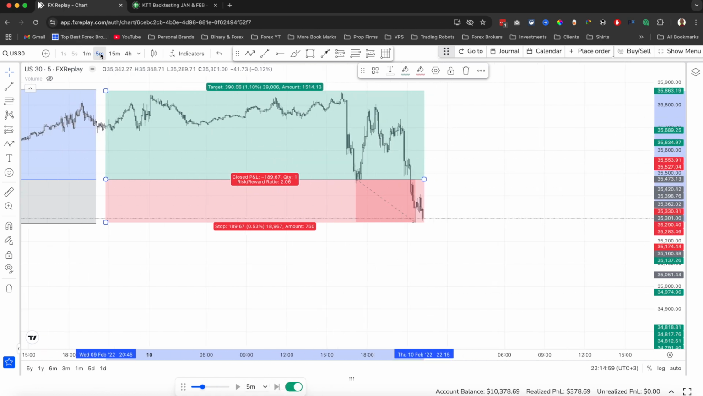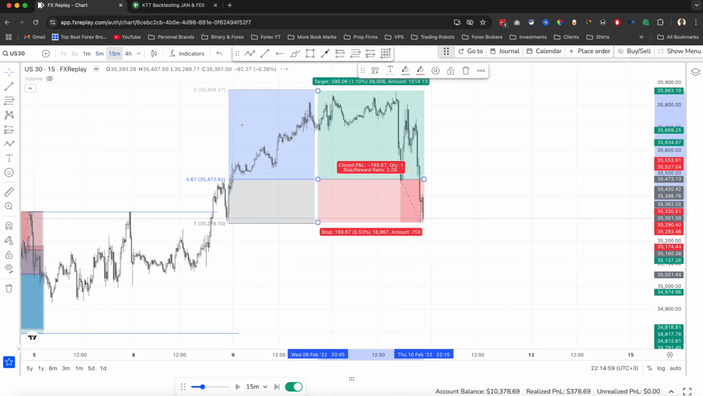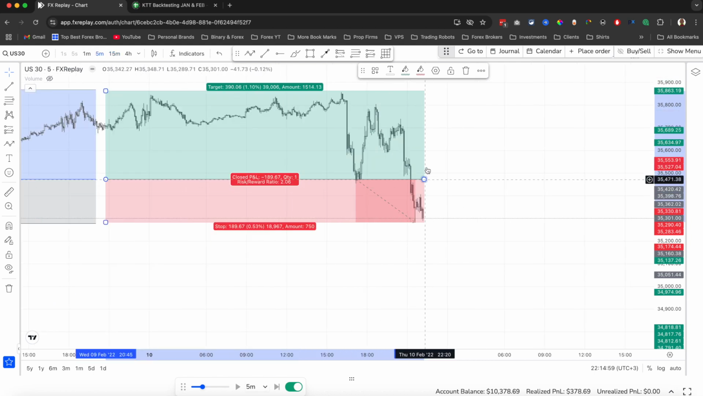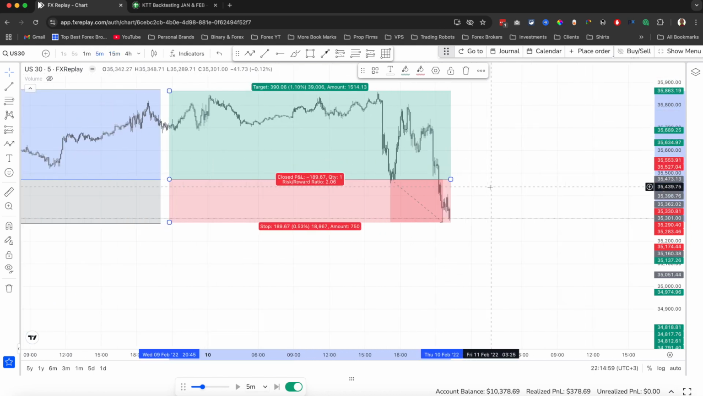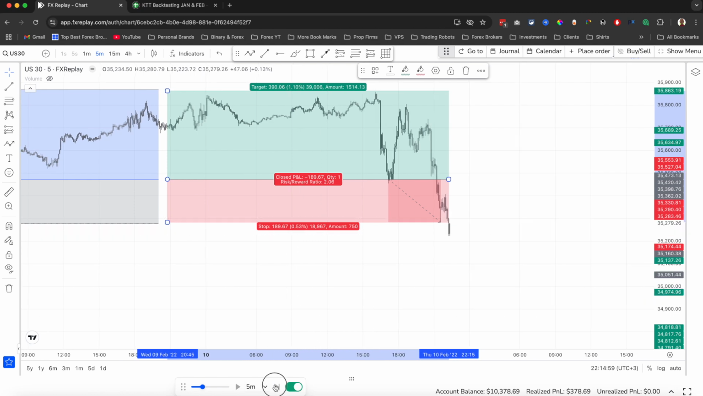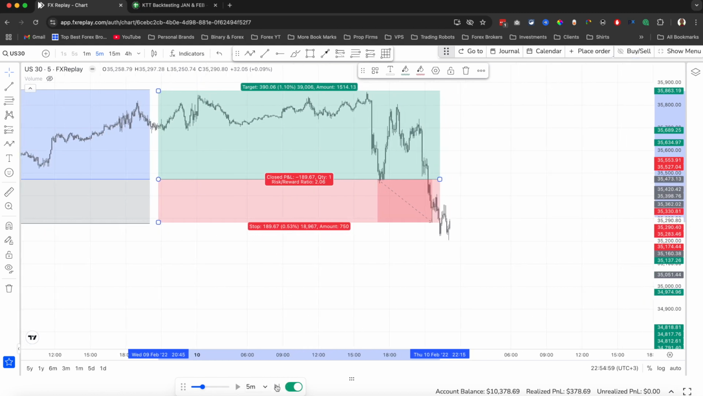That's what I'm telling you. You can go to a 5 minute time frame, but when we're looking at 5 minutes, 15 minutes time frame, that means we're placing orders on the market. But if we go to a lower time frame, then you can see things happening on the lower time frame. So that was a loss.